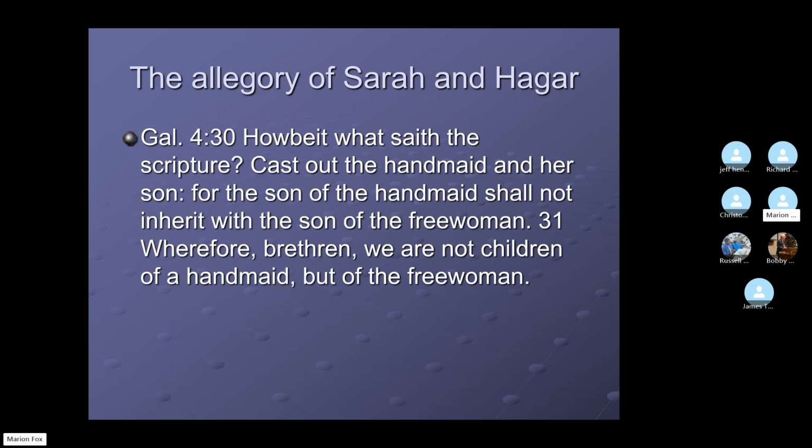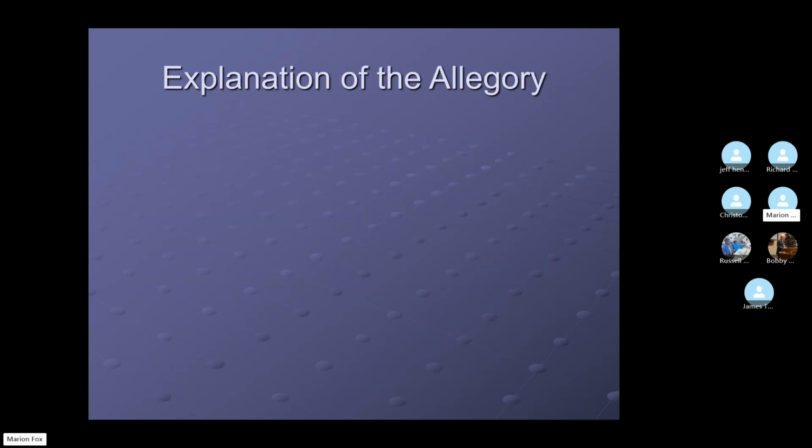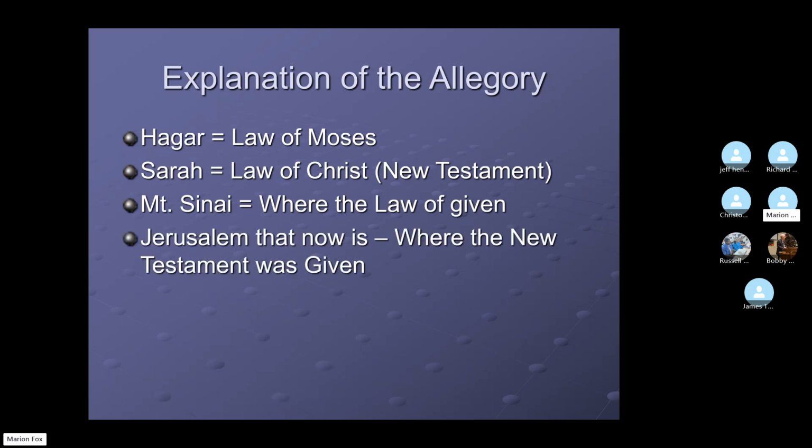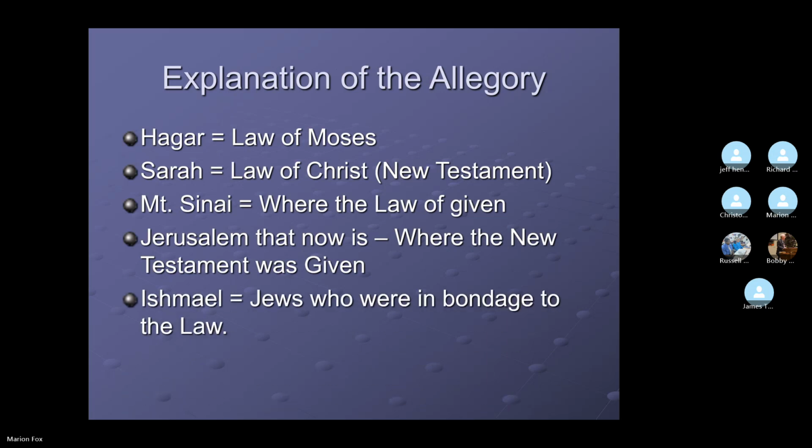So now we have a new system, the New Testament. Hagar is the law of Moses, Sarah is the law of Christ, the New Testament. Mount Sinai is where the law was given, the law of Moses. Jerusalem that now is where the New Testament was given. Ishmael equals the Jews who are in bondage to the law. They had not conducted themselves as sons, but as slaves of bond service.